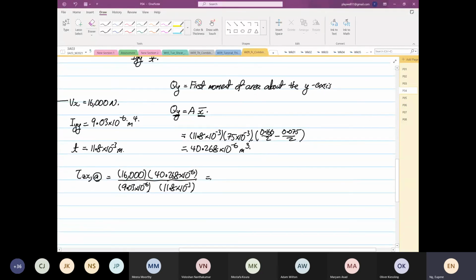So this will be equal to 16,000 times 40.268 times 10 to the power minus 6, divided by 9.03 times 10 to the power minus 6, divided by 11.8 times 10 to the power minus 3. So this is equal to 6.047 times 10 to the power 6 Pascal.